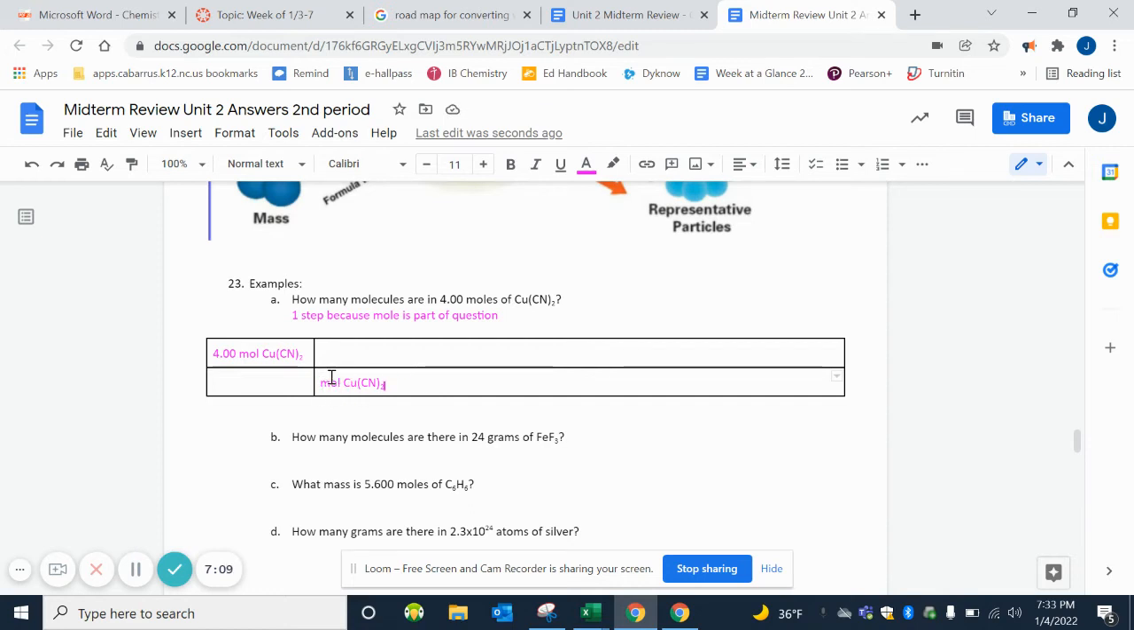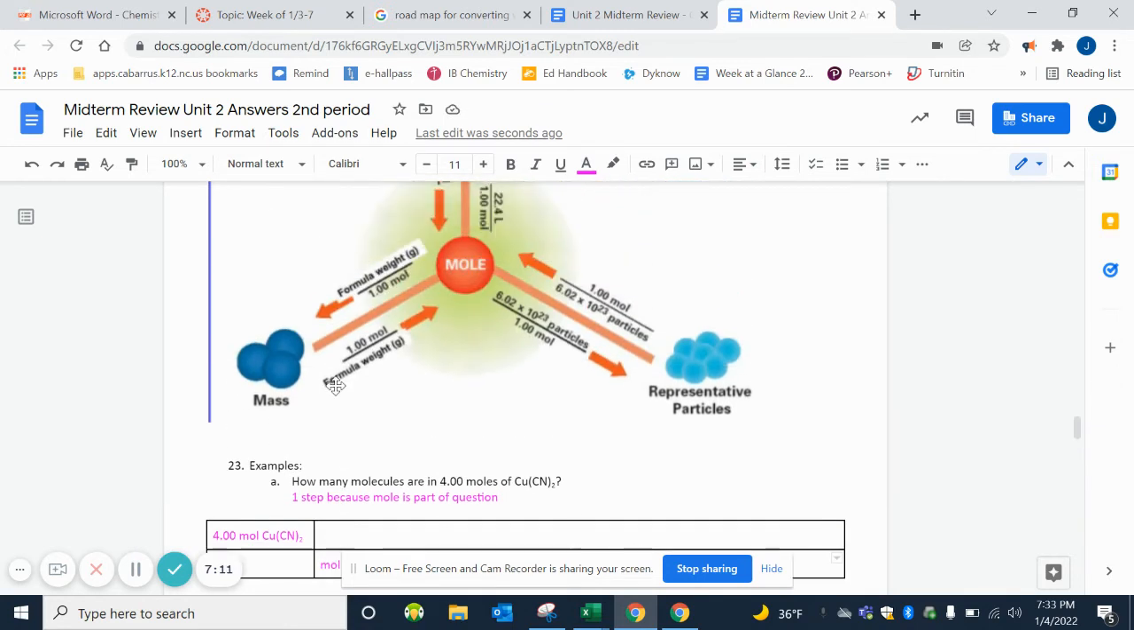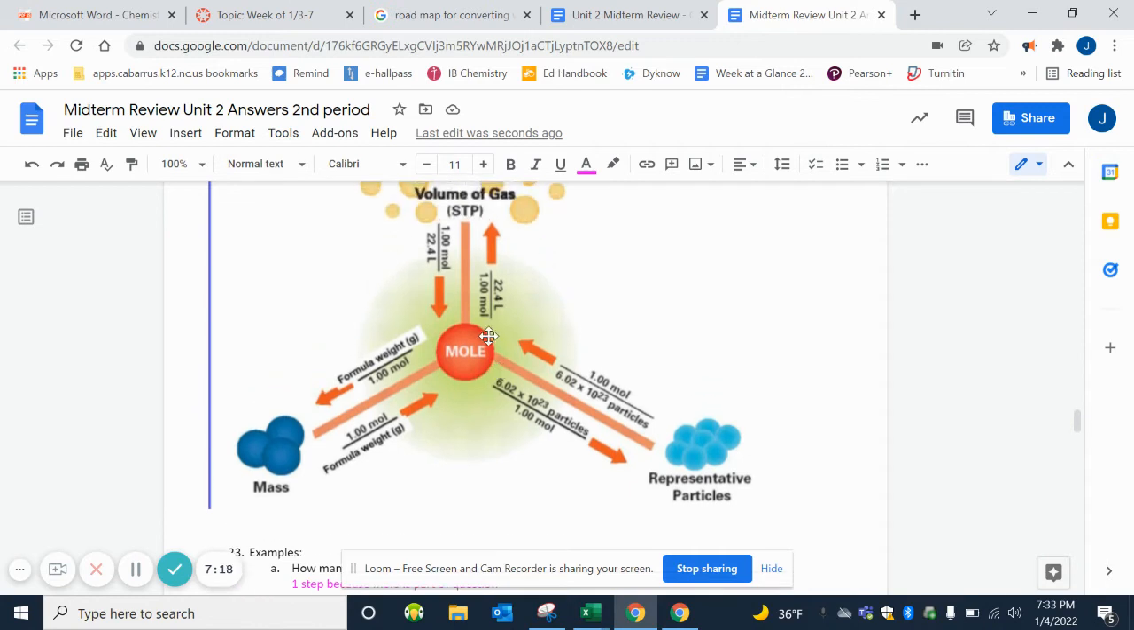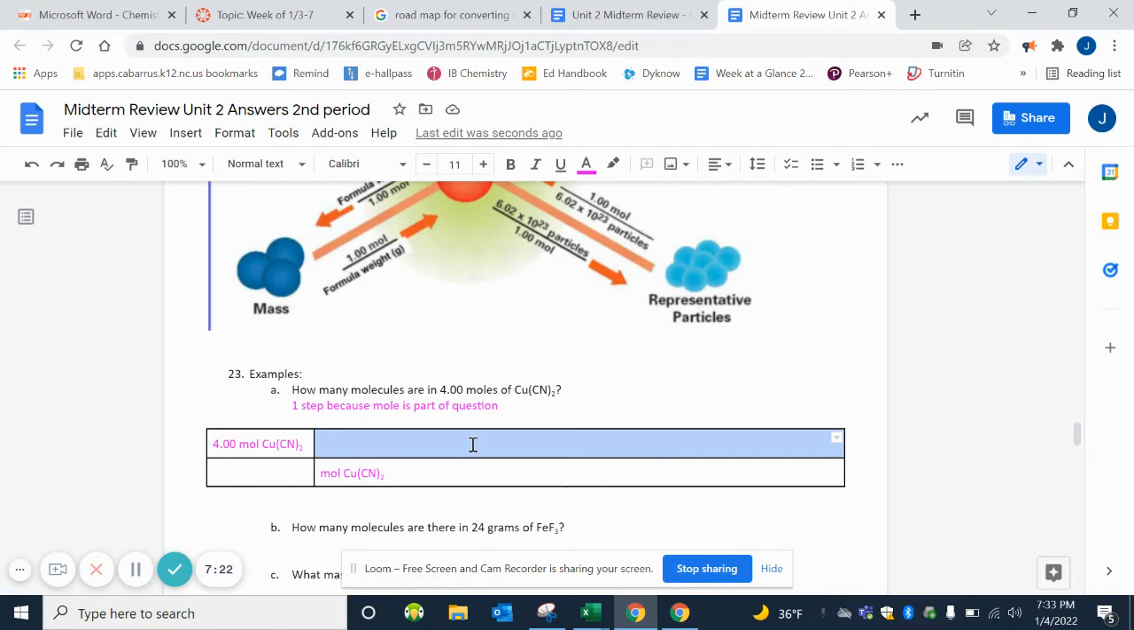Once you're at mole, when mole is on the bottom, you can go anywhere on the roadmap that you want. So we're here at mole, and we can go anywhere that we want to go. The question is asking us to go to molecules, so we're going to go this direction to molecules. So we will put molecules of CuCN2 on the top. And then we just have to think about our numbers. So if you look on page 1 of your reference tables in that first box, 1 goes with mole. Molecules is a part of IPAM, so that would be Avogadro's number.